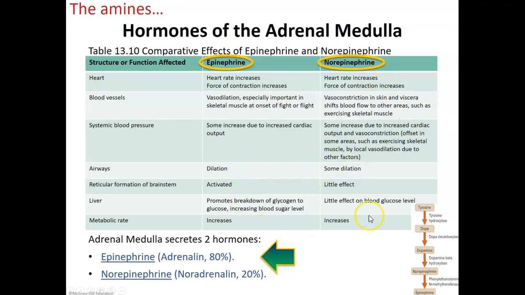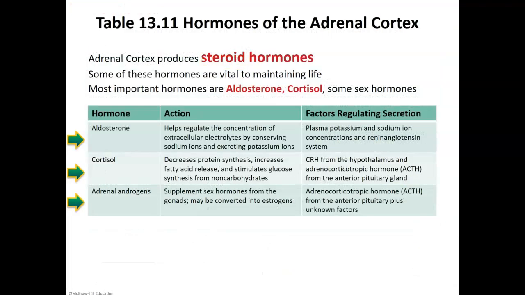So this is a good slide to review all the effects of both epinephrine and norepinephrine that come from the adrenal medulla. Now the cortex is going to release 3 different main hormones. There's some other smaller ones, but these are the ones we focus on: aldosterone, cortisol, and your adrenal androgens. We'll talk about those first. Your adrenal androgens are basically extra sex hormones.